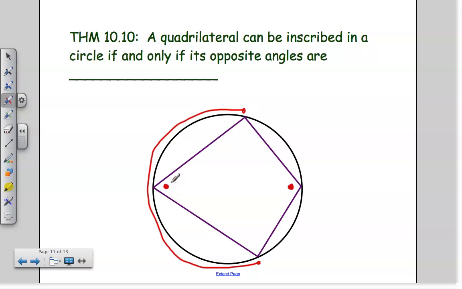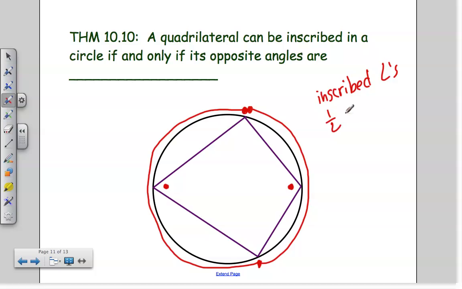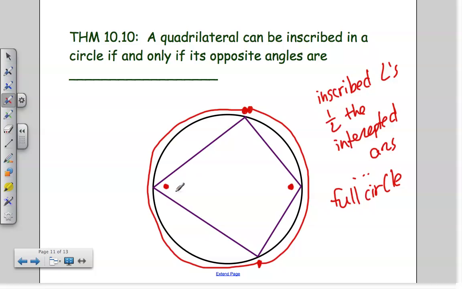What's the intercepted arc of this angle, the opposite one from it? Well, this inscribed angle has endpoints here and here, and its intercepted arc would be here to here, right back to the same endpoint. Wait a second, I just did the full circle. So these are inscribed angles, and inscribed angles are half the intercepted arcs. But the intercepted arcs in this case are the full circle. So these inscribed angles are half of their intercepted arcs, and together the intercepted arcs are the full circle.